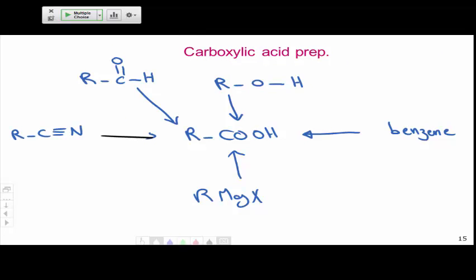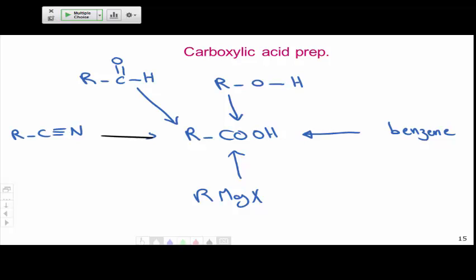Okay, here is the map of the prep of carboxylic acid. Please take 1 minute and fill out this chart. And this is just to help you to put all the different ways of preparing carboxylic acid on one map. And please write the limitations of the reaction if there is any.